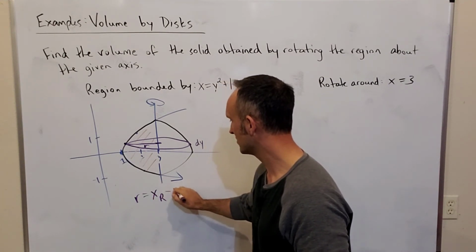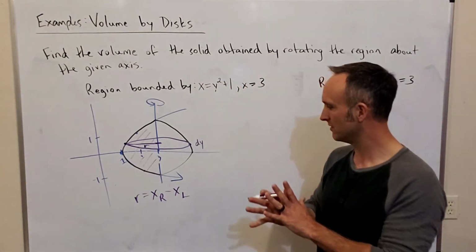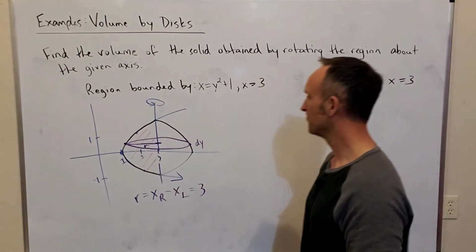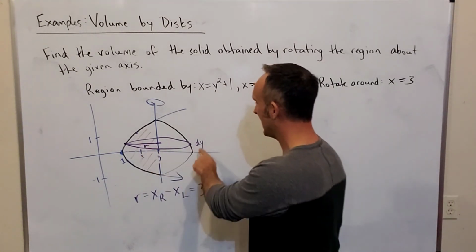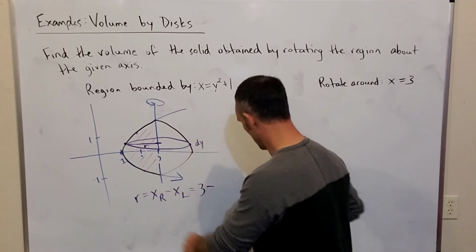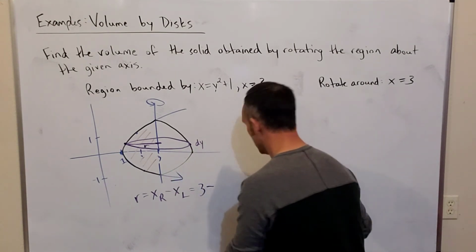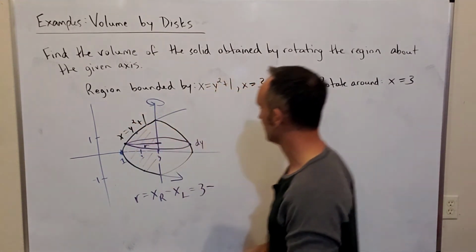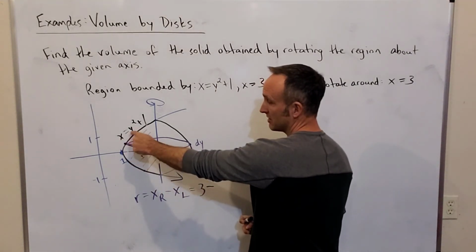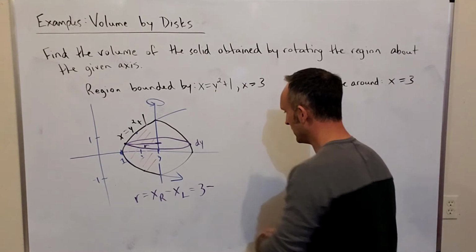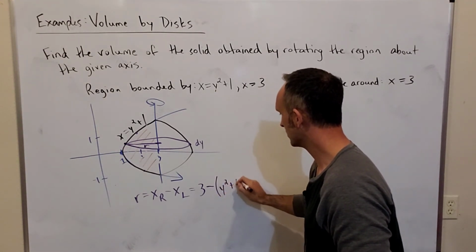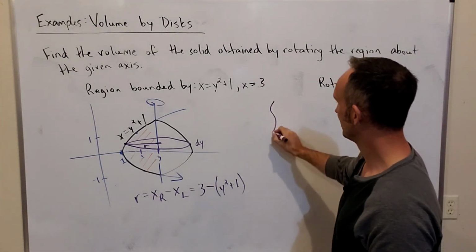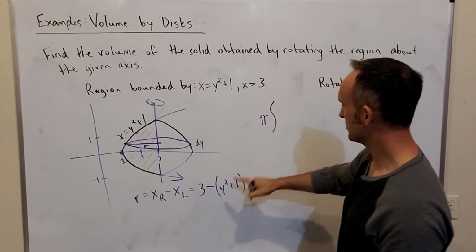So now we can see that the radius is the right minus the left. You always do the right minus the left to get a positive radius, a positive number. The rightmost x is 3. It's a constant 3. Minus the leftmost x, which has to be in terms of y. Remember, the leftmost x is dictated by the curve, which is the equation x equals y squared plus 1. So the leftmost x is y squared plus 1. It's that simple. So 3 minus the quantity y squared plus 1. So that's our radius.